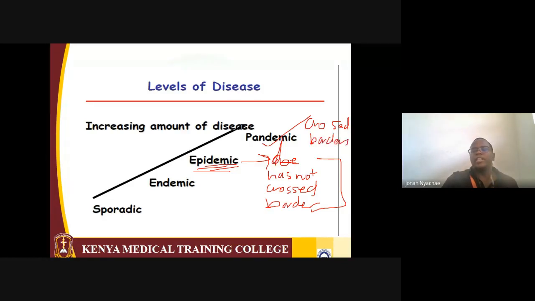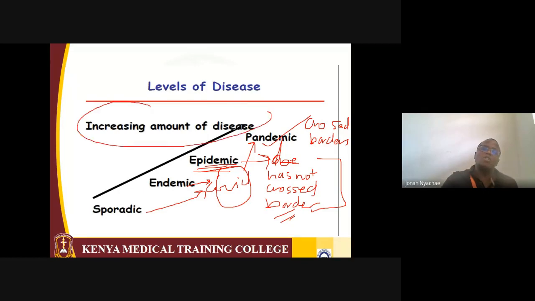So that is why, when you're talking about COVID, it was sporadic in Wuhan. It became endemic in that province. It affected people in and around China. Then it crossed borders to other neighboring countries, up to the US and even Kenya and African states. So that is the level of disease.